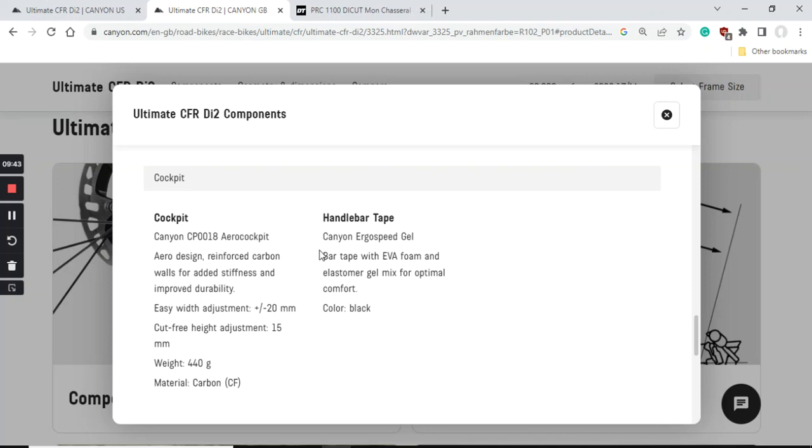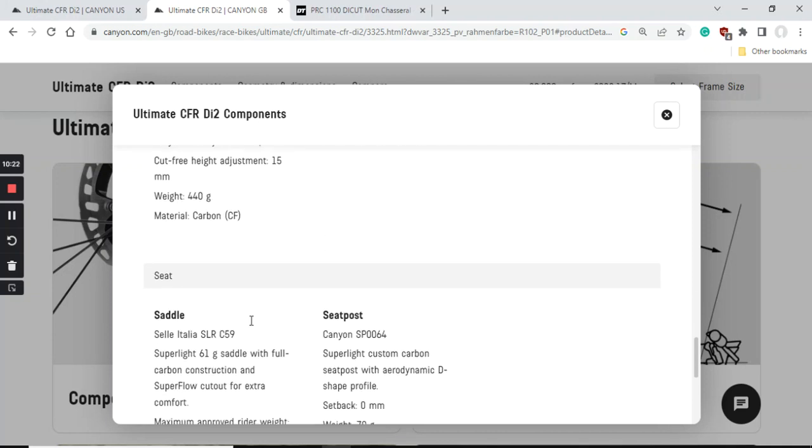And now some smaller pieces, the handlebar and the stem. This is a one-piece combo carbon fiber piece, of course. This is the Canyon CP0018 aero cockpit. Superb design, no problems here. The only thing is that since it is a proprietary design, if you need to replace anything in the future, you'll need to buy it from Canyon. If you need any fine tuning of the position on the bike, you can't do that because it's a one-piece handlebar and stem, but you can adjust a bit of the width, as I see here, plus minus 20 millimeters. And of course it's a super light piece, only 440 grams.